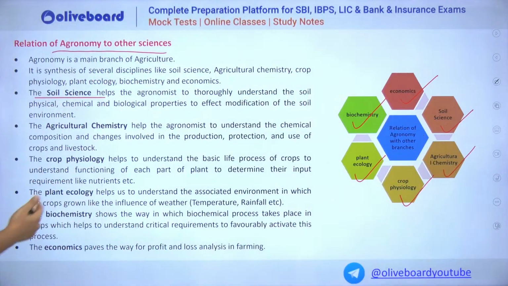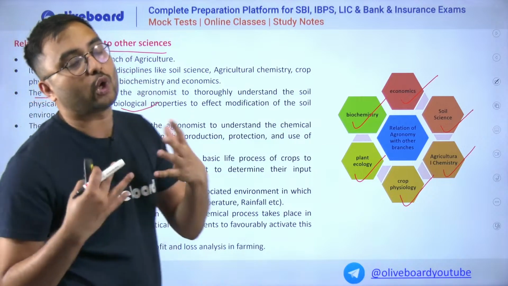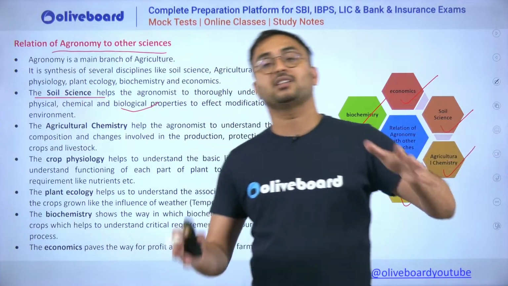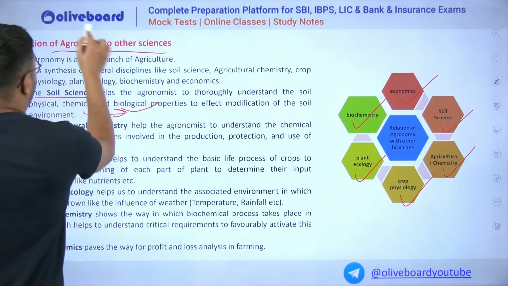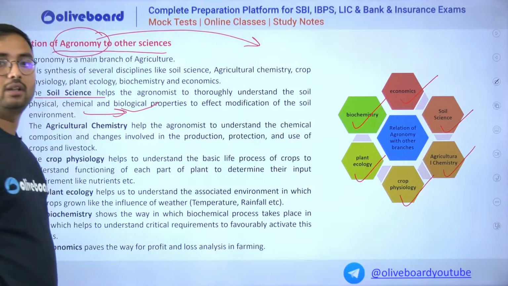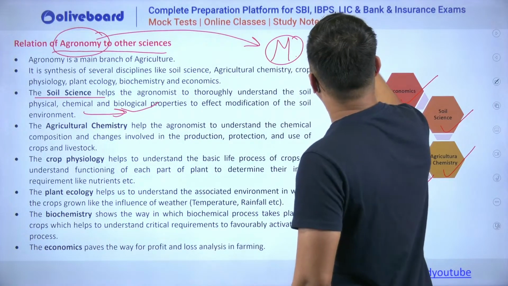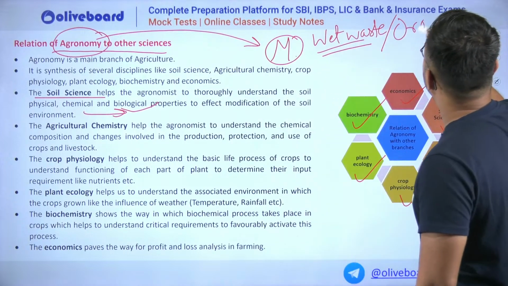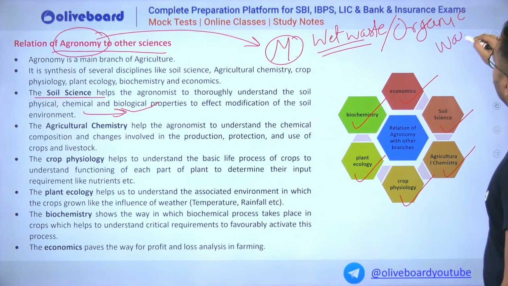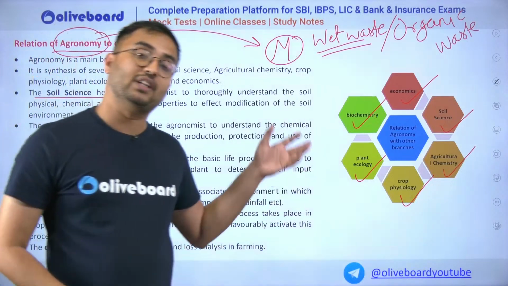Soil sciences agronomy considers because to understand the physical content of the soil, chemical composition, biological properties, such that modification of the soils could be done, such that rather than using chemical fertilizers, naturally we can improvise the soil condition. Maybe for example, one of the agronomical solutions. What is one of the agronomical solutions? It is nothing but how you can use wet waste or organic waste. Okay, how you can use wet waste or organic waste as manure or natural fertilizer for crop.